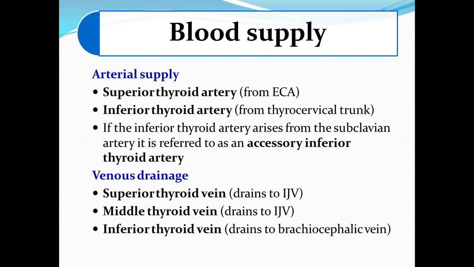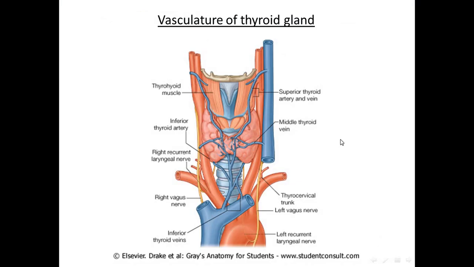Then the venous drainage is via the superior, middle, and inferior thyroid veins. The superior and middle drain into the internal jugular vein, and the inferior thyroid drains into the brachiocephalic vein. This is an illustration of the vasculature of the thyroid gland. So let's review what we have learned about its vasculature.